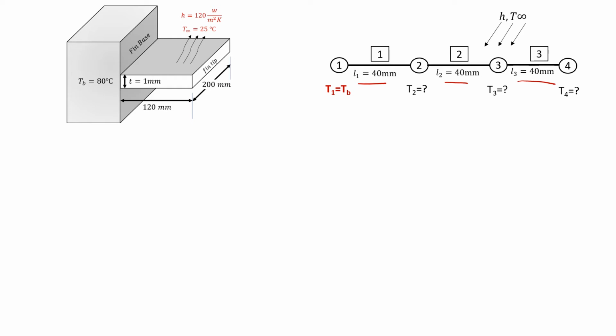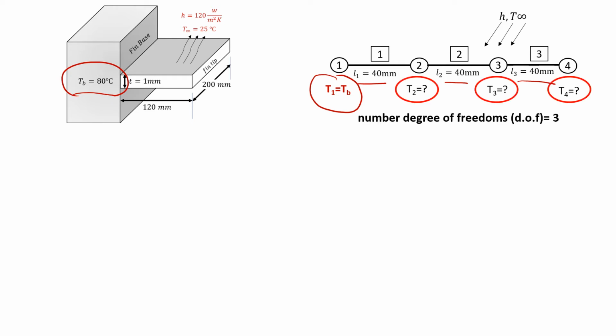Besides that, for thin film problems, in general, T1, the temperature of node 1, is always assumed to be the same as the fin base temperature or the body temperature. Therefore, in this example, there are only 3 degrees of freedom as shown, which are the temperatures at node 2, node 3, and node 4.